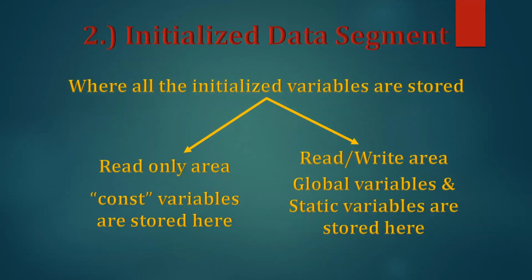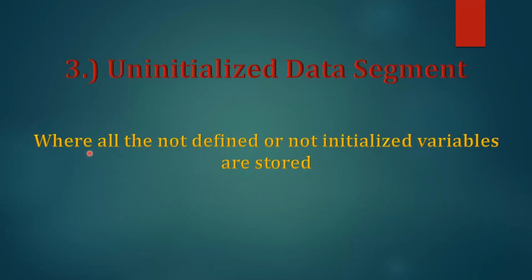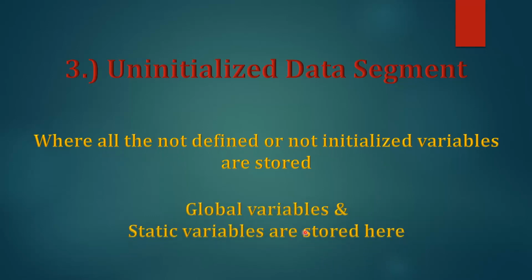Now the next one, uninitialized data segment. Again, as the name suggests, in the uninitialized data segment are variables which are declared but are not given some value, so they are uninitialized. So this is the data segment in which all the not defined or not initialized variables are stored, right? And global variables and static variables which are not initialized are stored here.